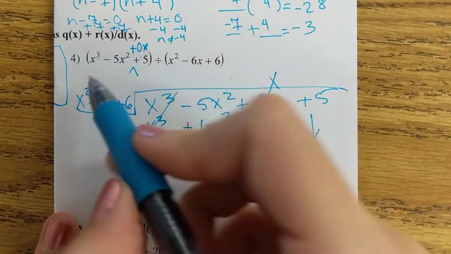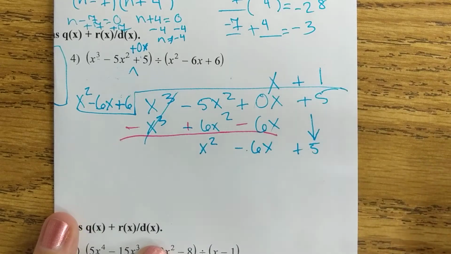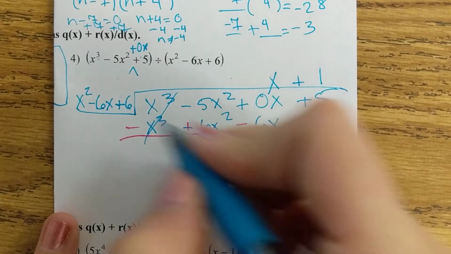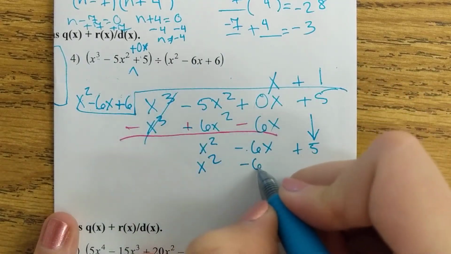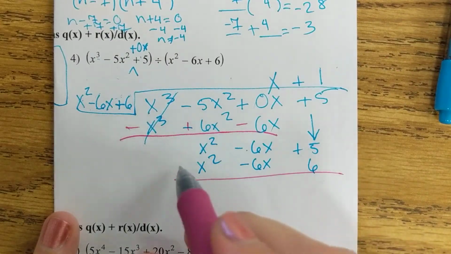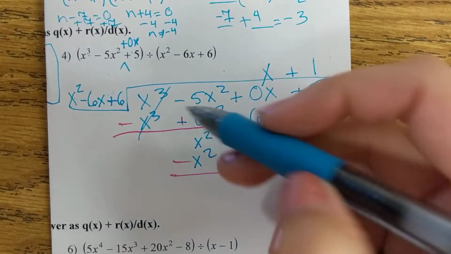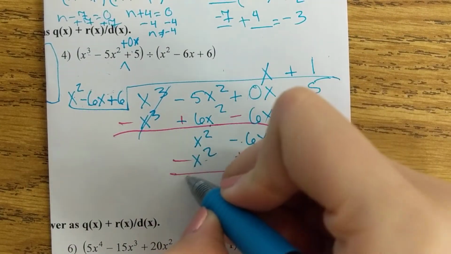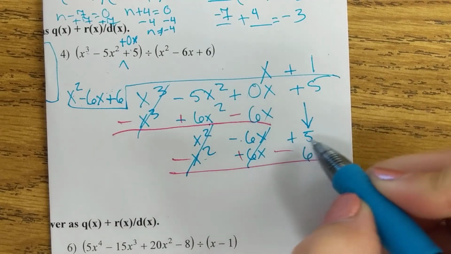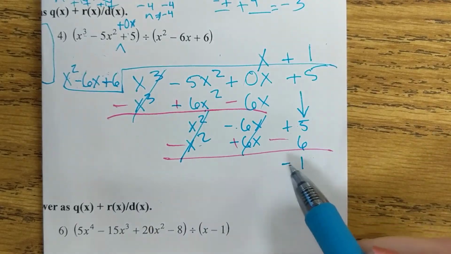Now divide. X squared divided by x squared is 1, so we'll say plus 1. And multiply. X squared times 1, negative 6x times 1, 6 times 1. Draw your line and change your signs. All right, so let's add. X squared minus x squared is 0, negative 6x plus 6x is 0, positive 5 minus 6 is negative 1. All right, and this is my remainder.